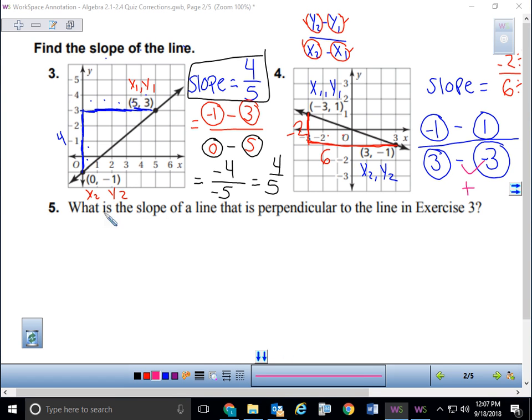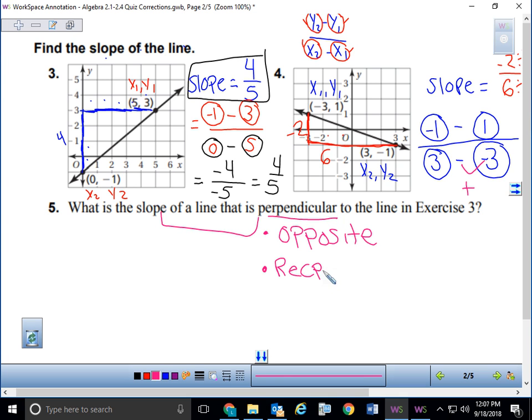Question 5. It says, what is the slope of a line that is perpendicular to the line in exercise 3? So that's here. First of all, if I have a perpendicular line, that means that the lines cross each other and they intersect at a right angle. When we're talking about the slope, the slope of our perpendicular line has to be the opposite, which means different signs, positive and negative. Reciprocal. That means a flipped upside down fraction.